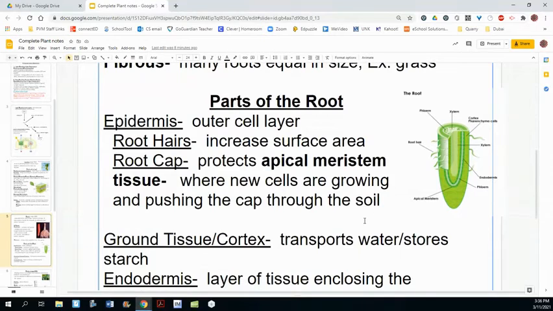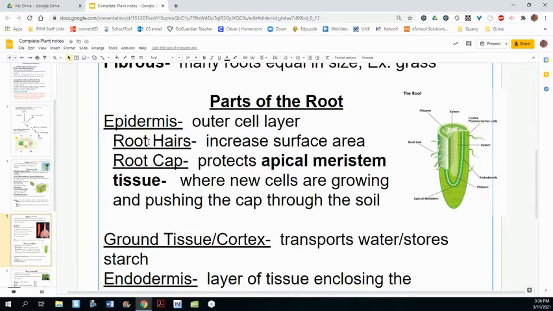There are parts to the root also, though. The root has an epidermis, which is on the outside, and that epidermis will have root hairs. That's going to increase the surface area for absorption of water. So that's going to be very helpful to maintain as much moisture inside of the plant as possible.